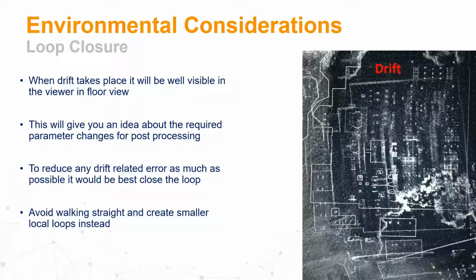And what happens if the loop is not closed, or you don't have a good enough SLAM environment, or you simply capture without the best practices and without making any smaller local loops? You can see something similar to the right picture, a drift in the data where you can see the building being doubled.